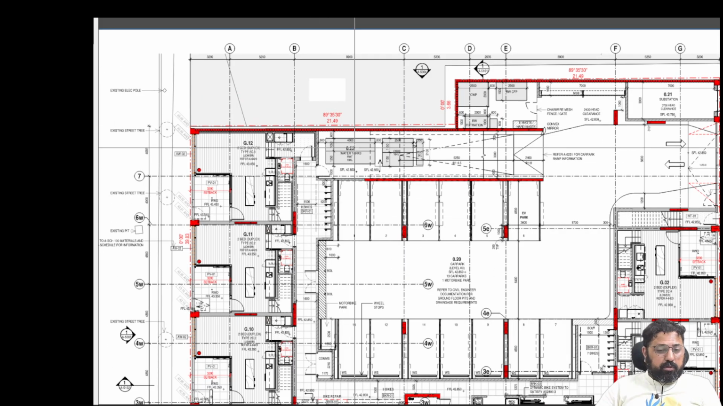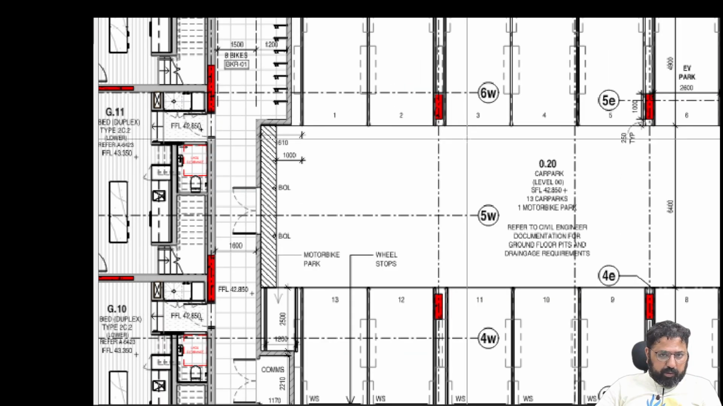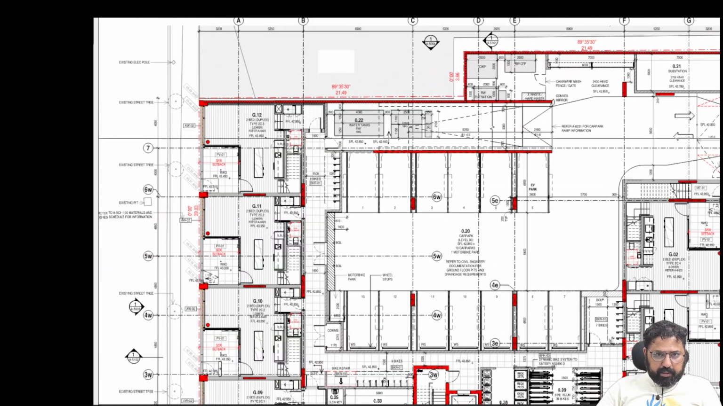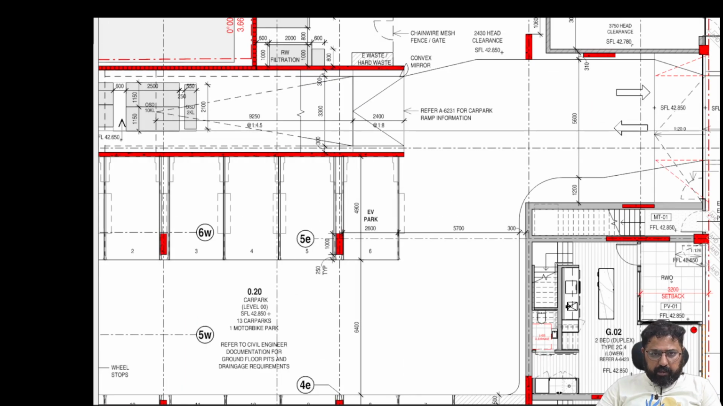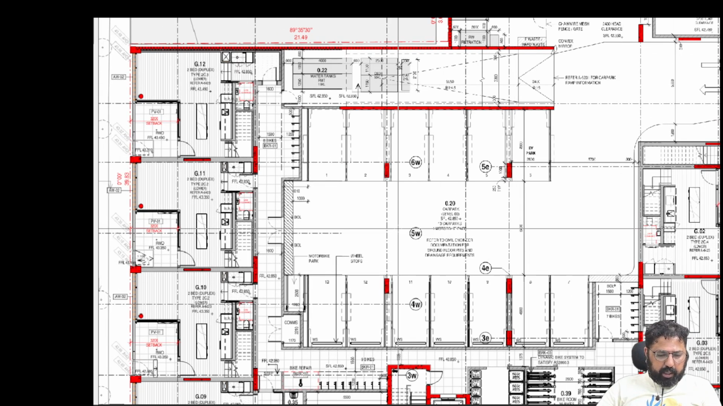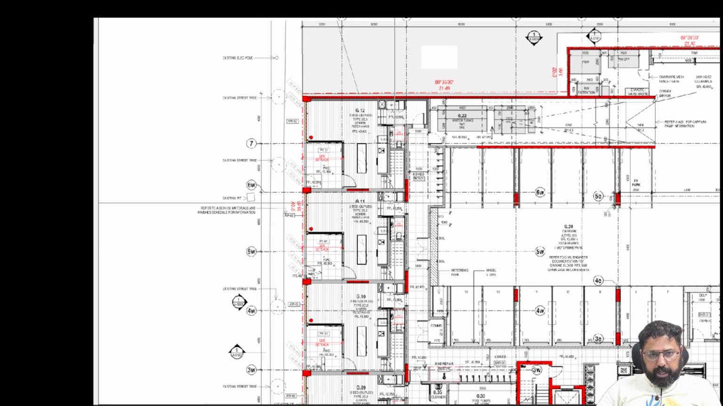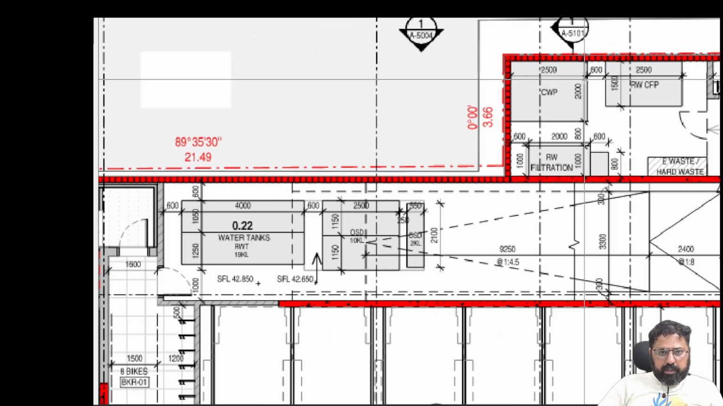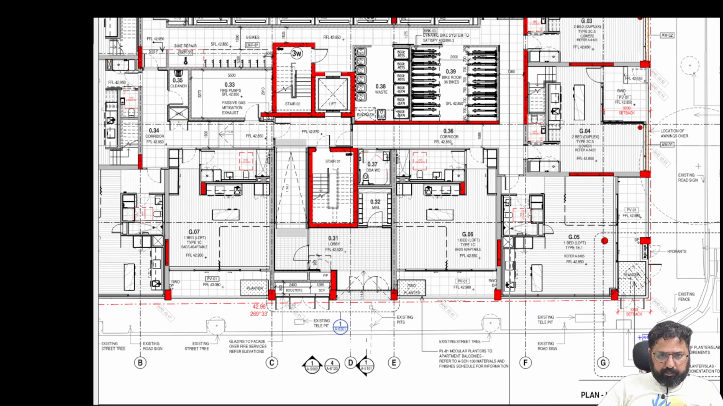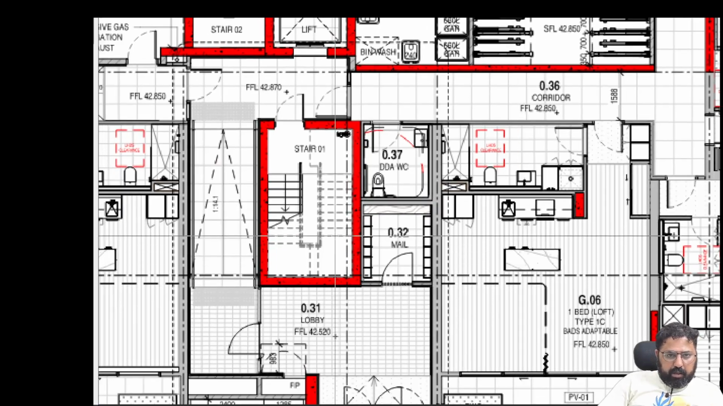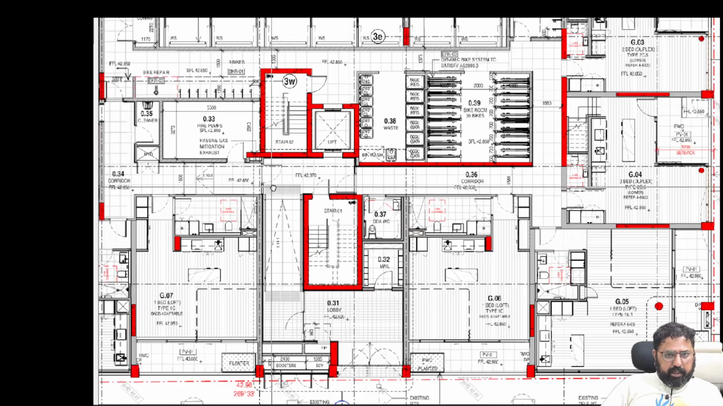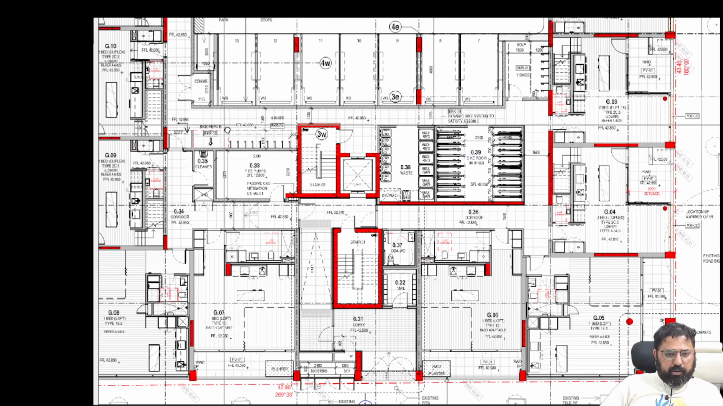Now come to this one place, in which they have provided the car parking. This is the common garage from where the cars will go in and be parked over here. In this place you can check this is the plan level 00. These are stairs, these are common areas, and this is a corridor.